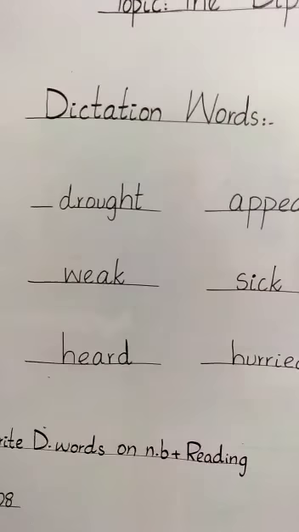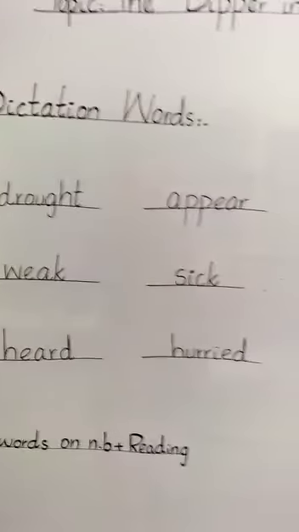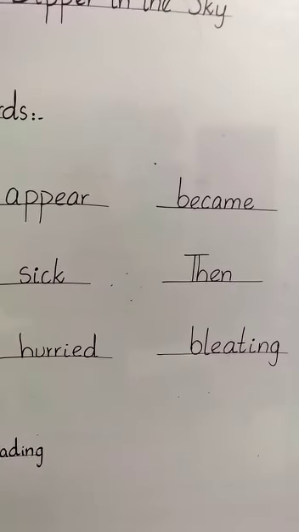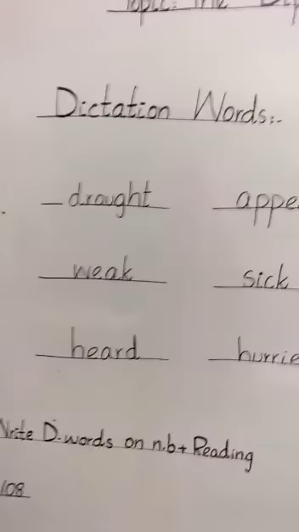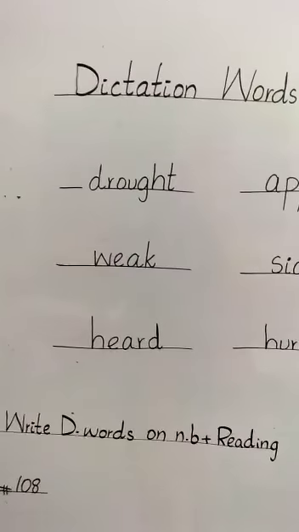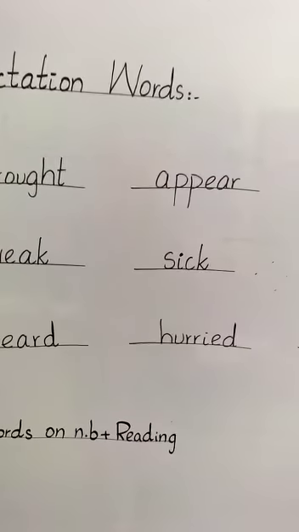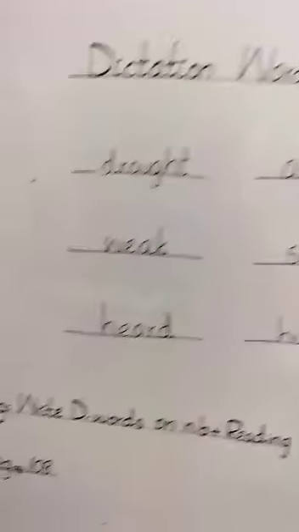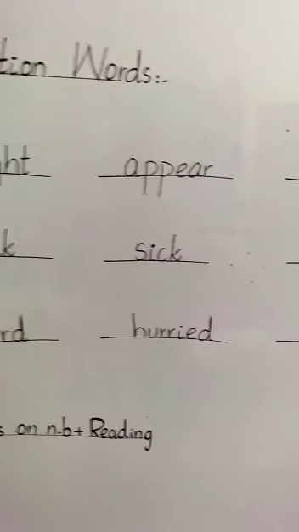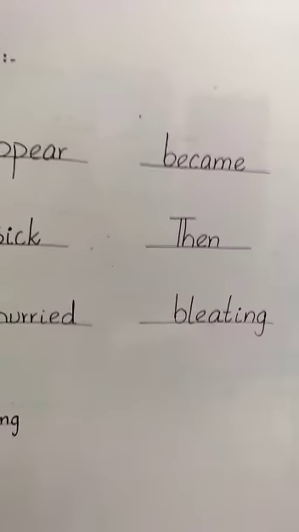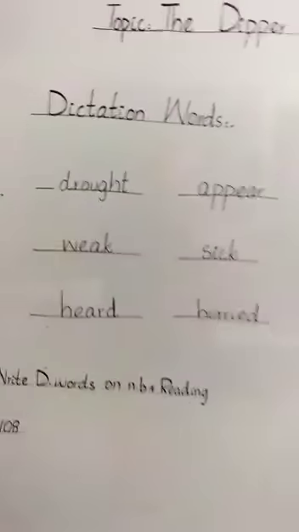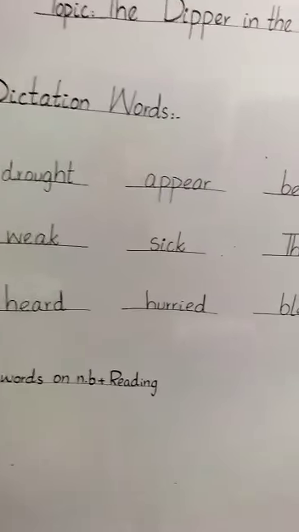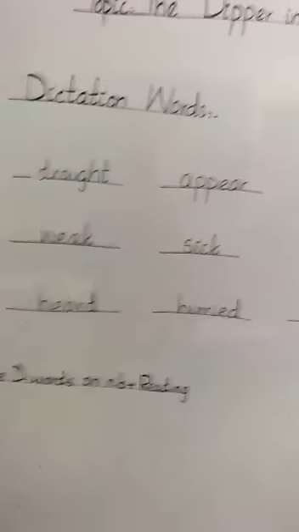First dictation words are draw, appeared, became. In the first line you will write 3 dictation words, then weak, sick and then. On the second line, heard, hurried, bleating. So these are the 9 dictation words you have to write on 3 lines with proper finger gap.